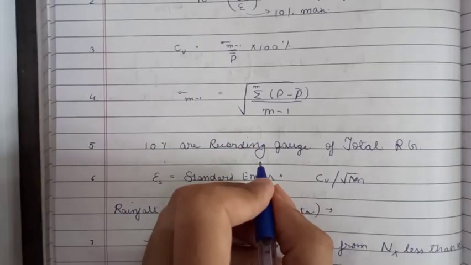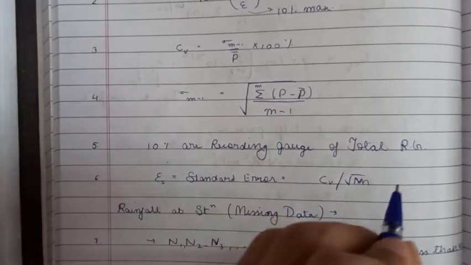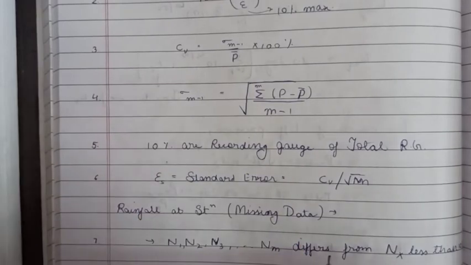There are two types of rain gauges: non-recording type rain gauge and recording type rain gauge. So 10% of the total rain gauges available should be recording rain gauges.